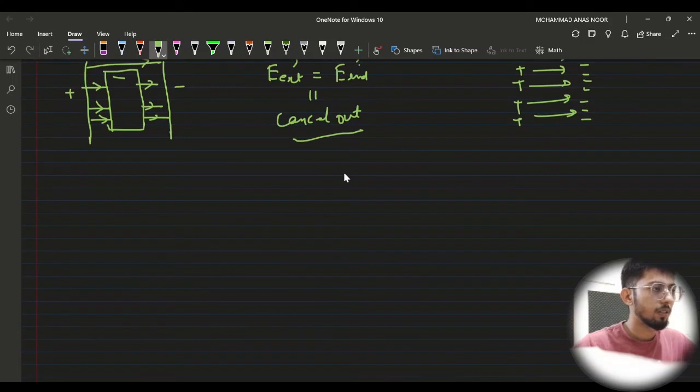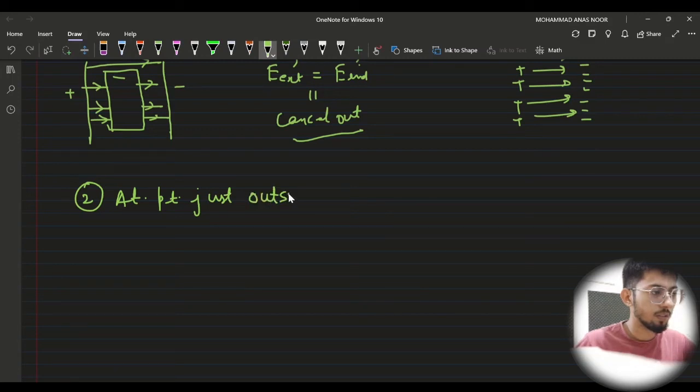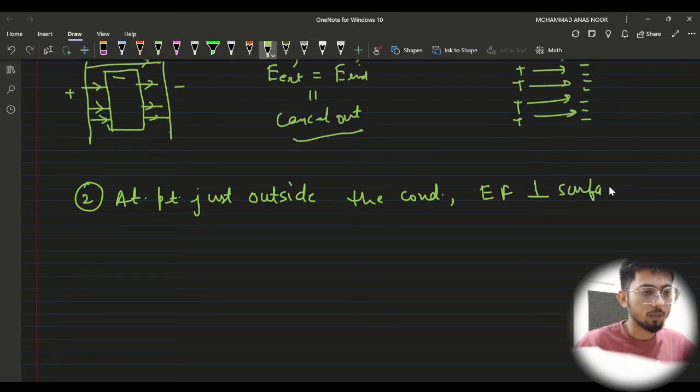Let us talk about the second property. At a point just outside the conductor, the electric field is perpendicular to the surface of the conductor. For example, if this is a sphere, this is a conductor, right?